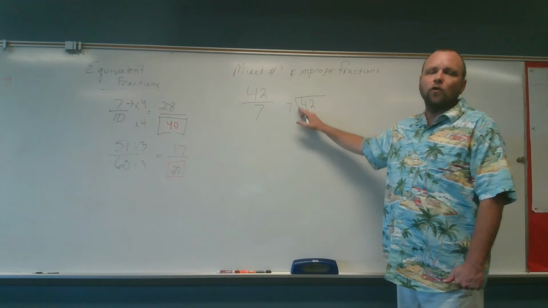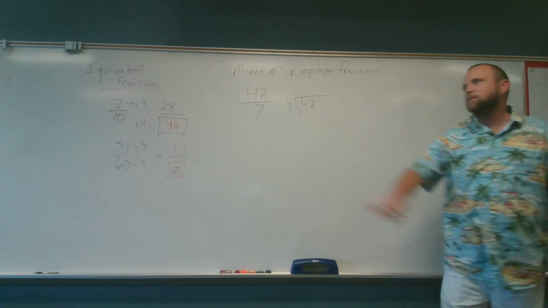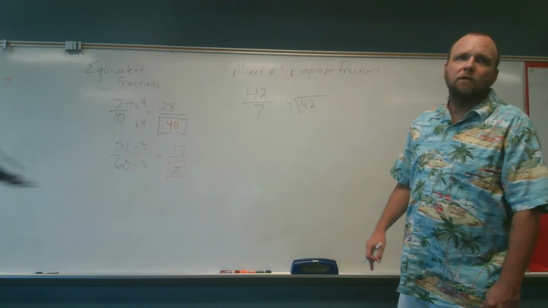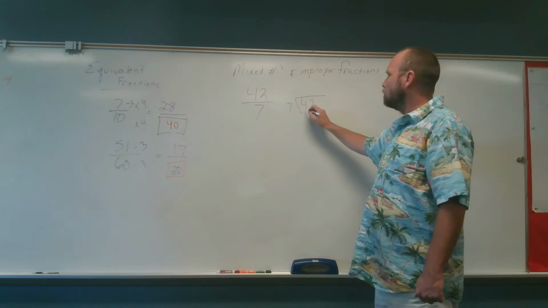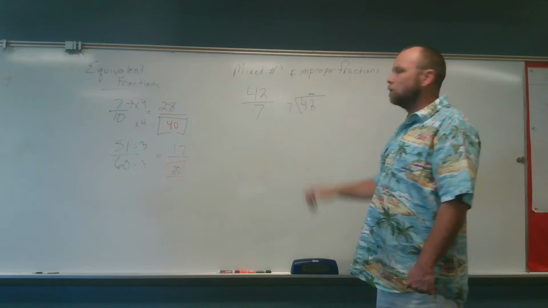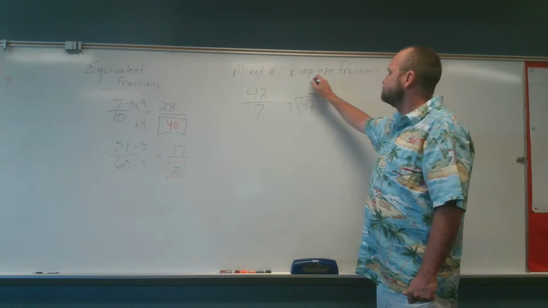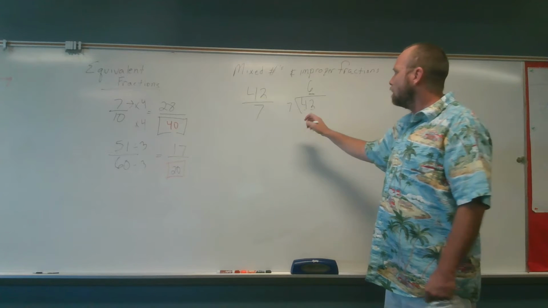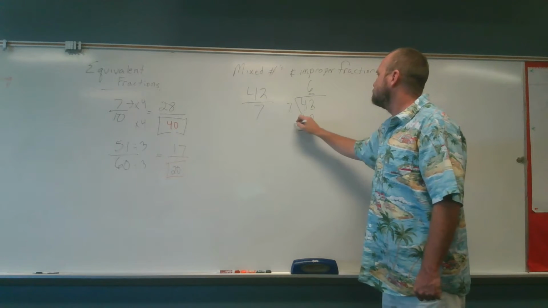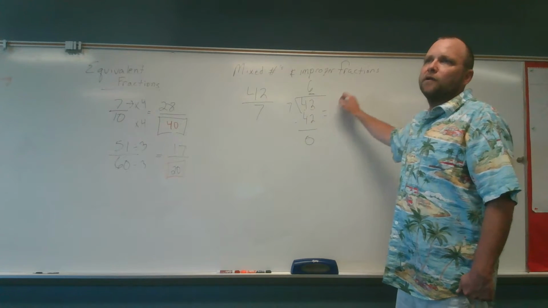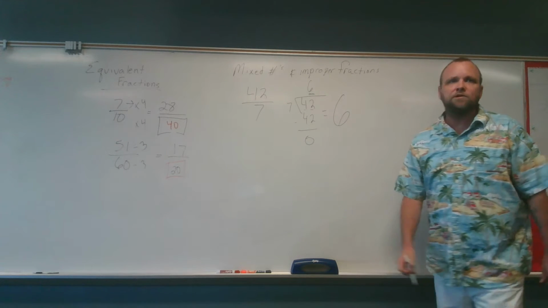Does 7 go into 4? No. Does 7 go into 42? Yes. So I'm going to have a one-digit quotient. How many times does it go into 42? 6 times. And 6 times 7 is 42. Since there's no remainder, your answer is just the whole number 6.